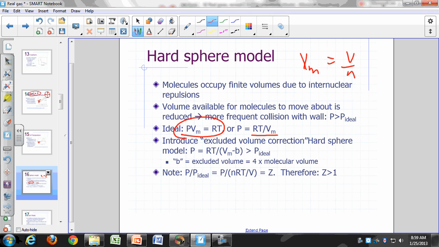Because of this excluded volume, because of the finite size of your molecules, I'm going to introduce a correction for my molar volume, because the molecule can't really access all that volume in the container. So I'm going to reduce the amount of volume that the molecule has access to. The volume available to the molecule is less, so I'm going to subtract from the molar volume this parameter which I'm introducing. This is called the excluded volume parameter.